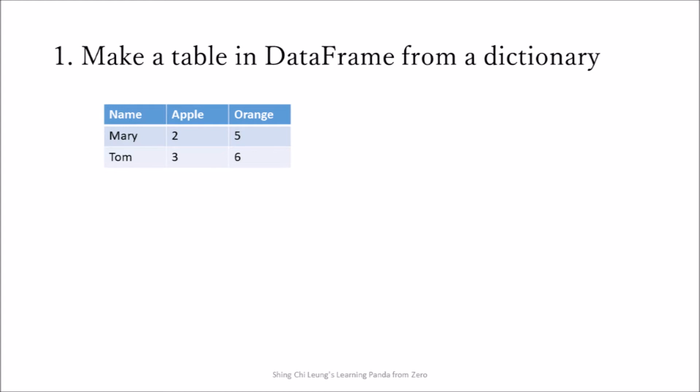Then the question becomes, what kind of data is necessary? Here let us use a dictionary as an example. If we pass a dictionary to a data frame, for each entry the key corresponds to the name of the column, and the value contains a list which stores all the data for that column. For example, if we describe the column for apple, we have the key as apple and the value to be a list which consists of 2 and 3.